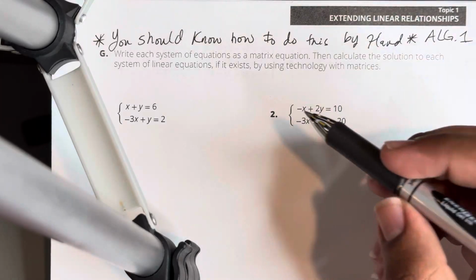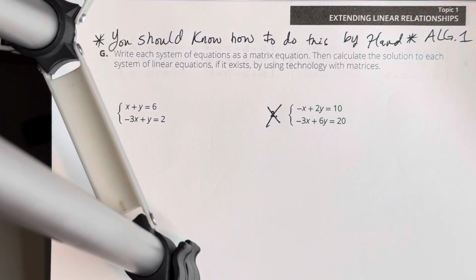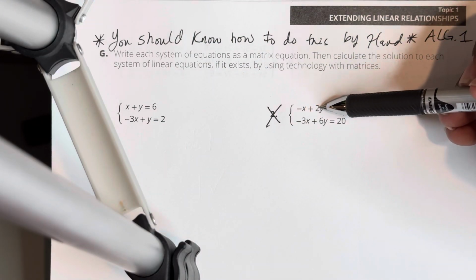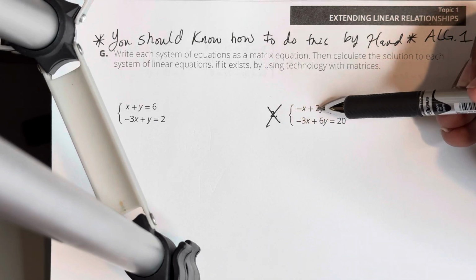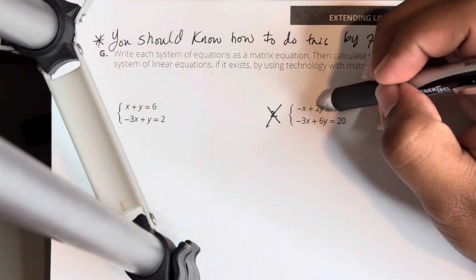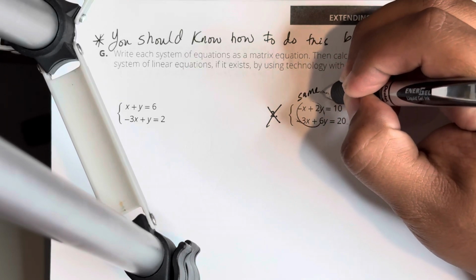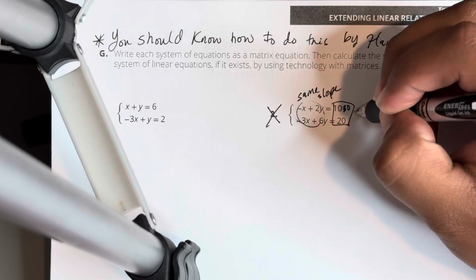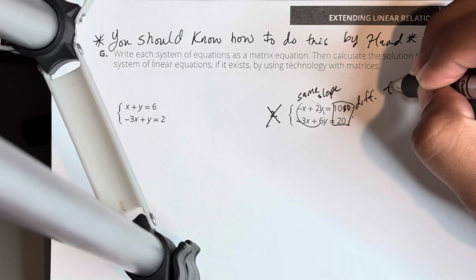So, I'm going to start out with number 2 first. We are not doing this one, because if we look right here, these are multiples. If I multiply the top equation by 3, I'm going to get 3x, 6y, and 30. Right here, it's going to tell me that I have the same slope. And then right here, this is going to be a 30, so these are different y-intercepts. Sorry.